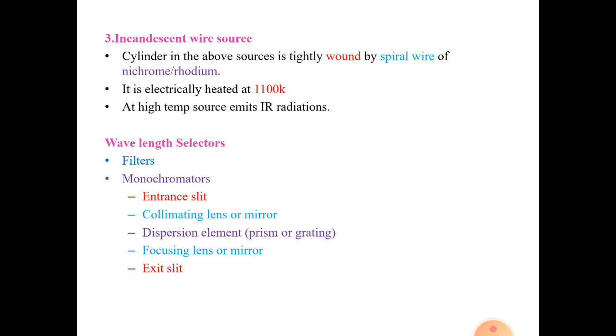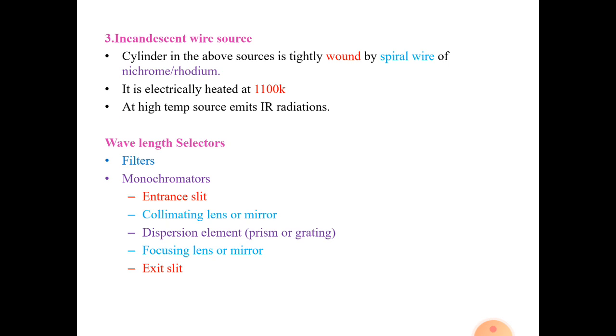The third one is the incandescent wire source. In the same diagram, the cylinder is wound tightly with spiral wire of nichrome or rhodium. When it is heated to 1100 Kelvin, at high temperature the source emits IR radiation.